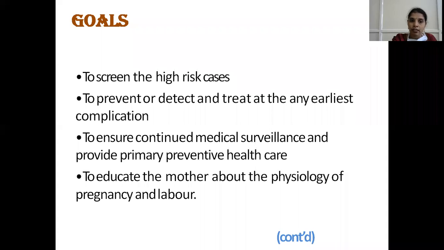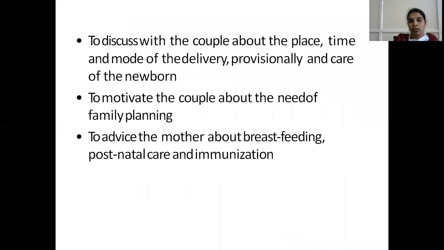Another thing is to ensure continued medical surveillance and provide primary preventive health care. One more thing is to educate the mother about the physiology of pregnancy and labor, especially in case of primary gravidas, that is first pregnancy. Young mothers are not aware of what is going on in their body. They are unaware of the pregnancy changes, and it may look weird to them. So we can explain the physiology, the changes occurring in the mother during pregnancy, and the process of labor, and educate them in the regular antenatal visits.